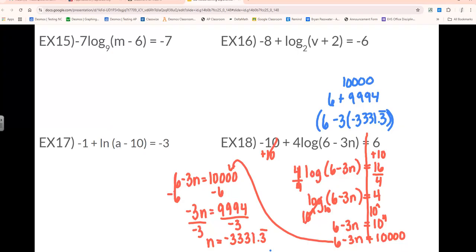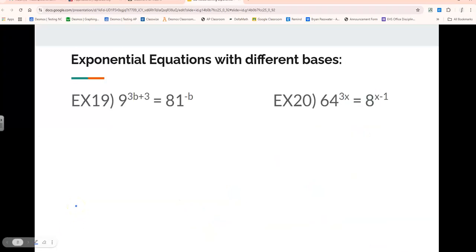Okay, questions? Exponential equations with different bases are way harder, and we're going to save that for Monday, because you can't just log both sides.